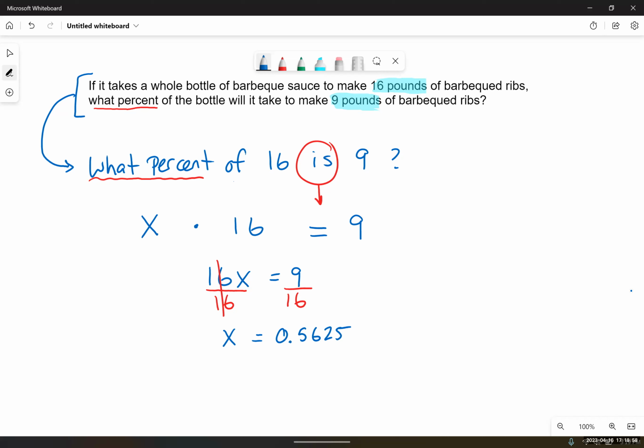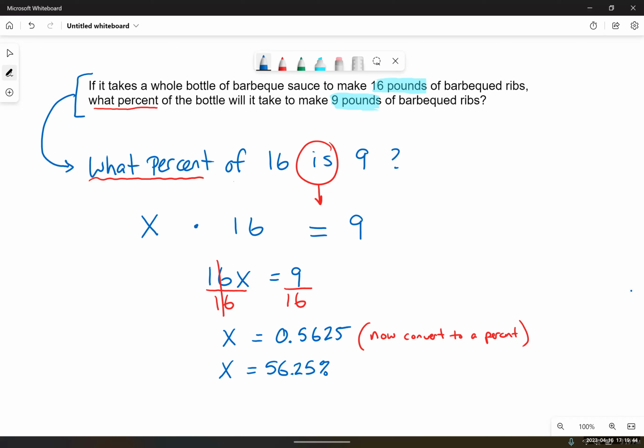Now, that's not our answer. The question isn't what number, it's what percent, right? So now we have to convert this to a percentage. So I'll write that down now. Convert to a percent. To convert a decimal to a percent, we multiply by 100, which essentially moves the decimal point 2 places to the right. So instead of between the 0 and the 5, it'll move to between the 6 and the 2. So we'll get 56.25%.